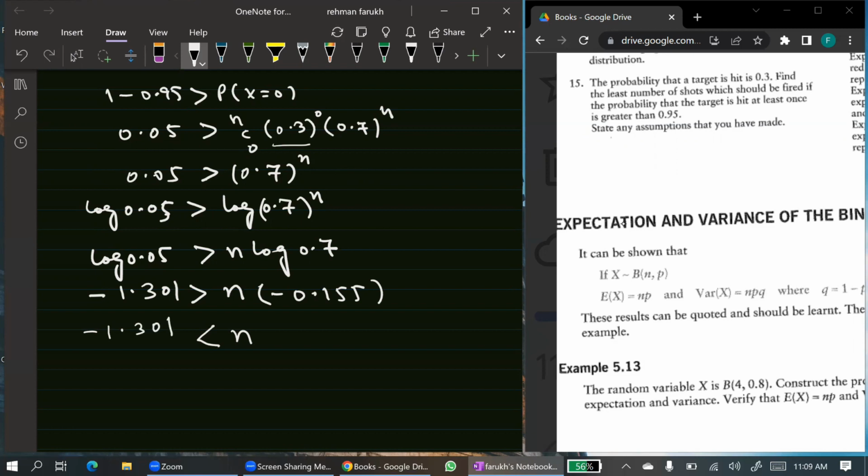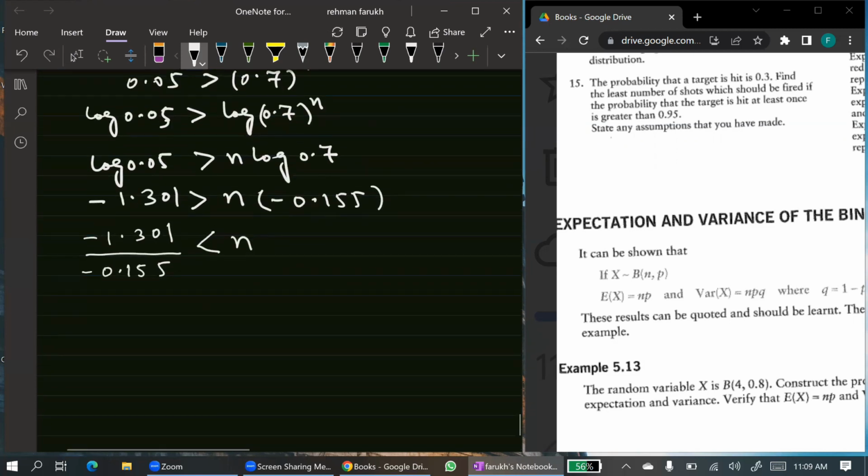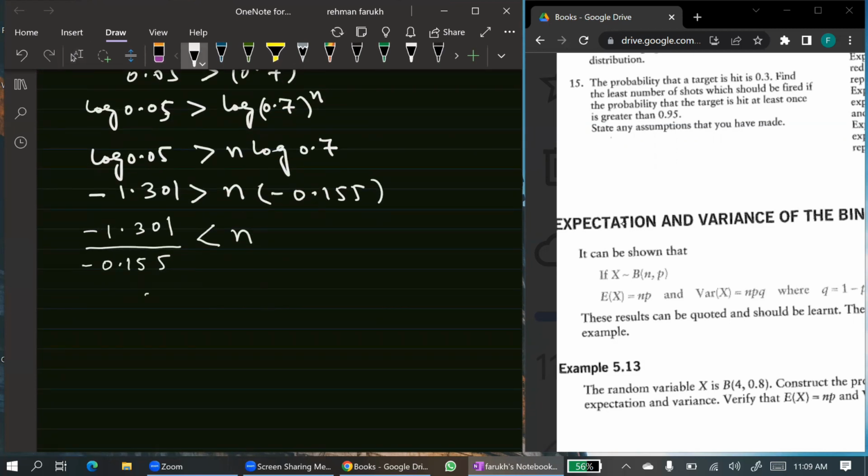Now when we divide both sides by minus 0.155, we have to change the sign of the inequality, because this is a rule of inequalities: if we divide or multiply the inequality by a negative number, we have to change the sign of the inequality. So n is greater than 8.39.